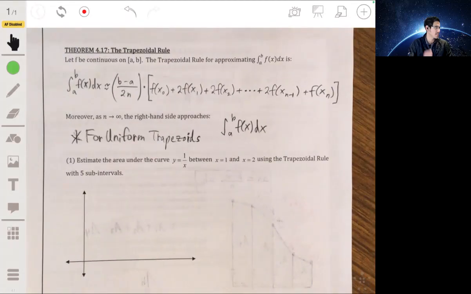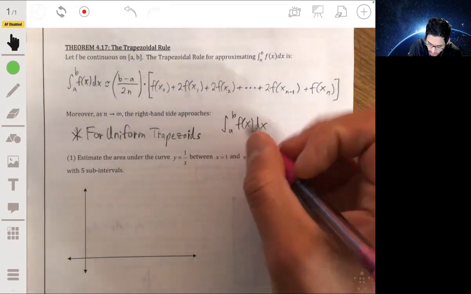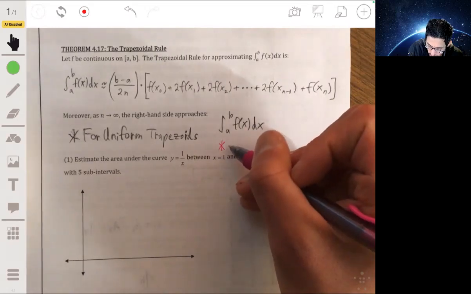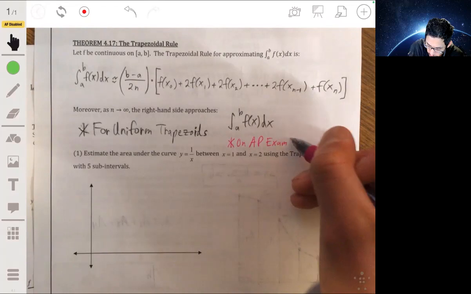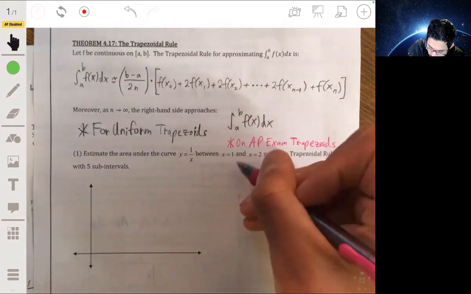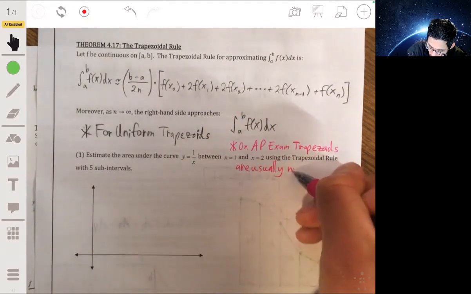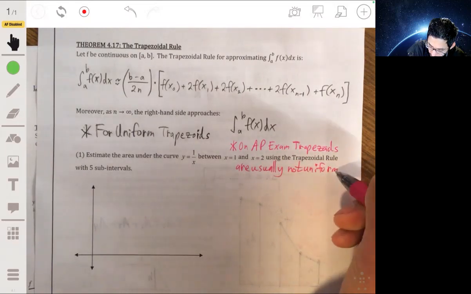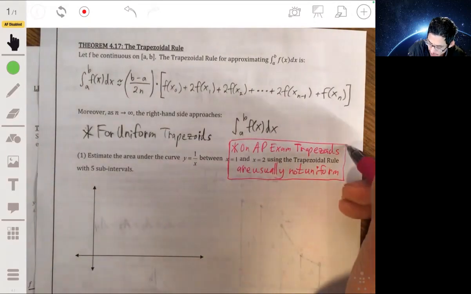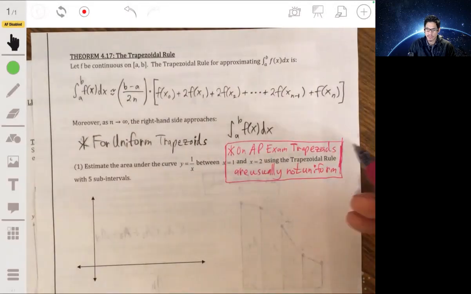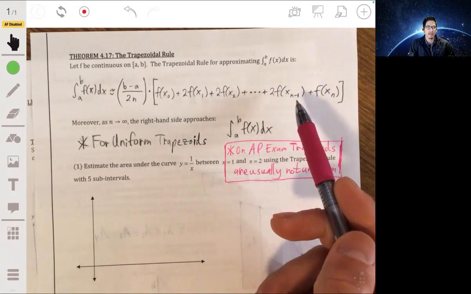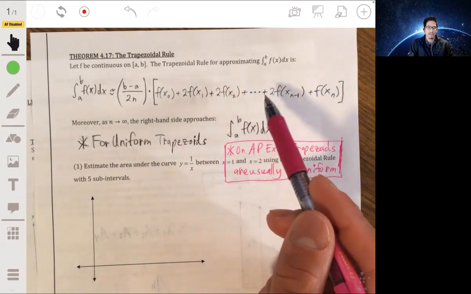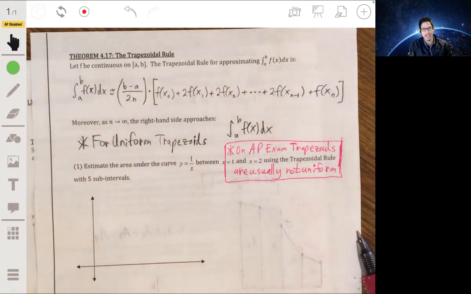Now, the thing is actually on the AP exam, usually they're not uniform. Let's put a note over here. On AP exam, trapezoids are usually not uniform. So they're not usually going to be the same heights or the same widths. That's why I don't recommend you just memorize this formula, and I try to drill this into my students. This is not a course where you just want to show you can do algebra. This is just an algebra calculation. It's not calculus. I've never actually seen a free response problem where you can simply plug in this formula.